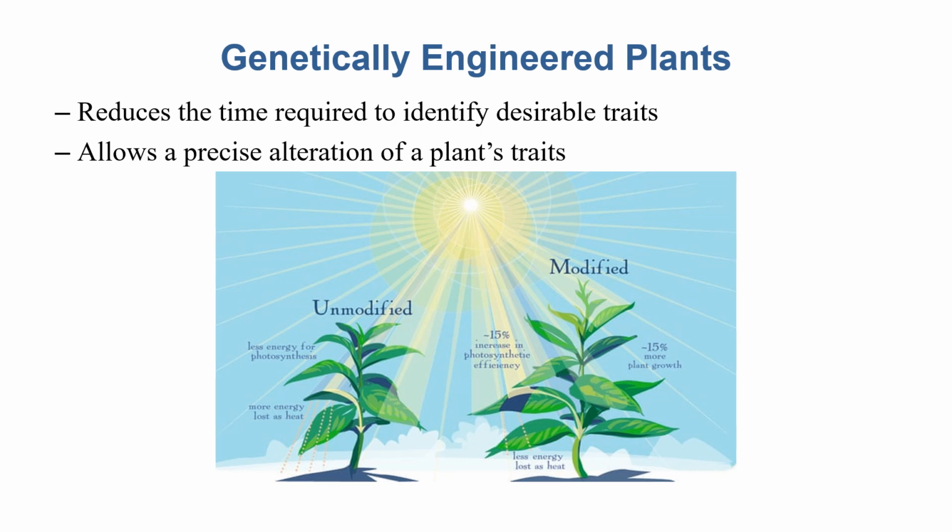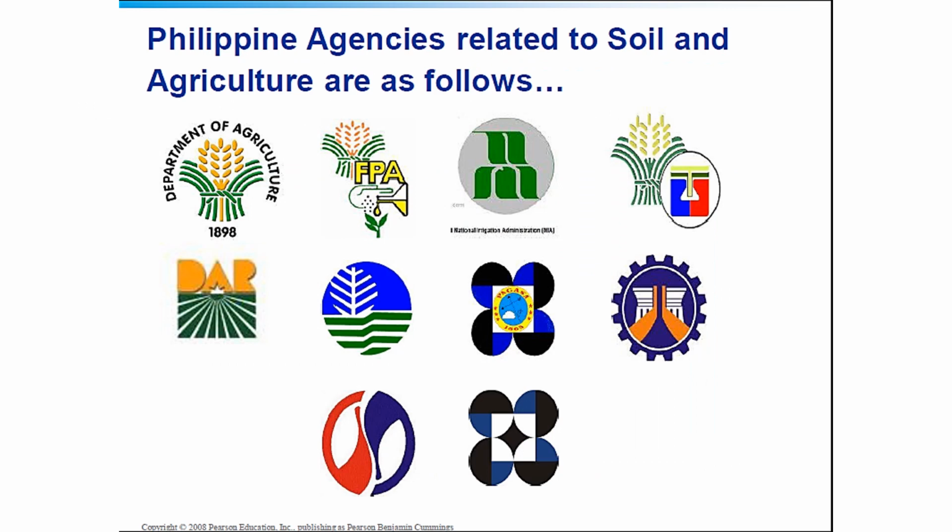We also have genetically engineered plants. I think we've already seen this many times. There are researches that try to genetically engineer plants so that there is an increase in photosynthetic ability, and in turn will increase plant growth. This reduces the time required to identify desirable traits, and it allows a precise alteration of a plant's traits.